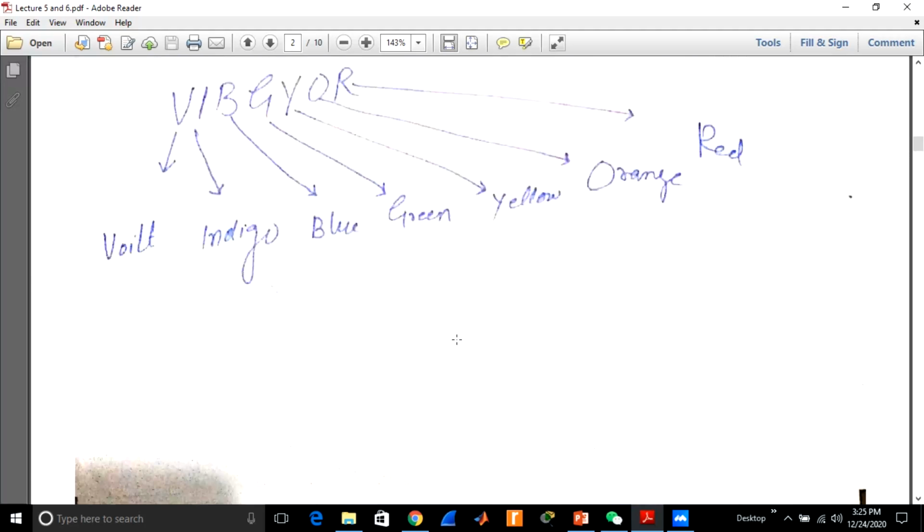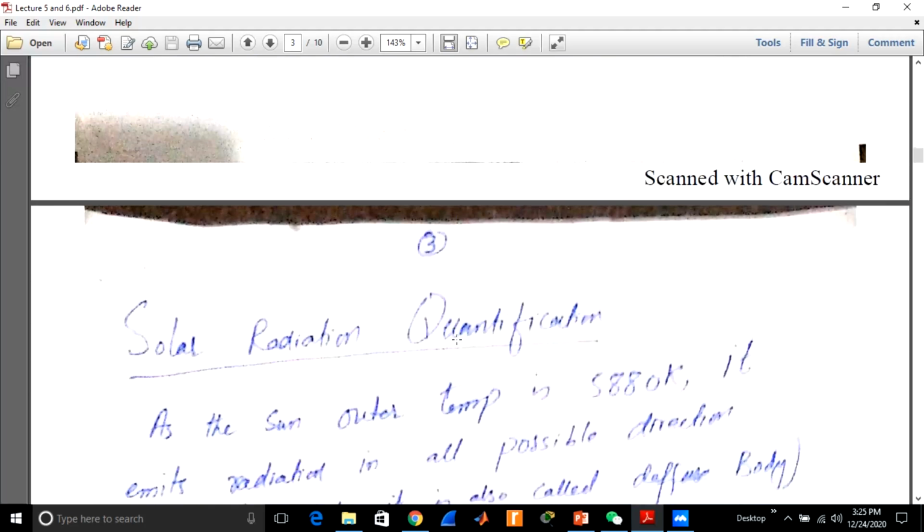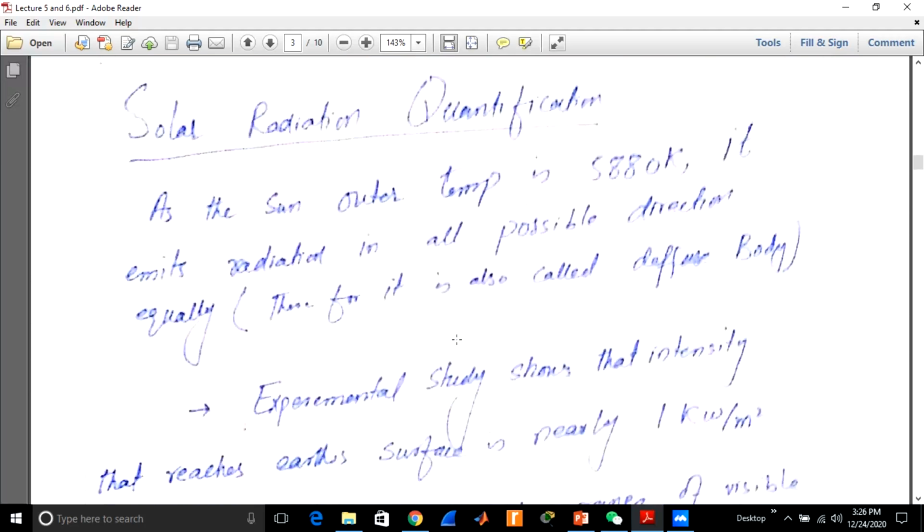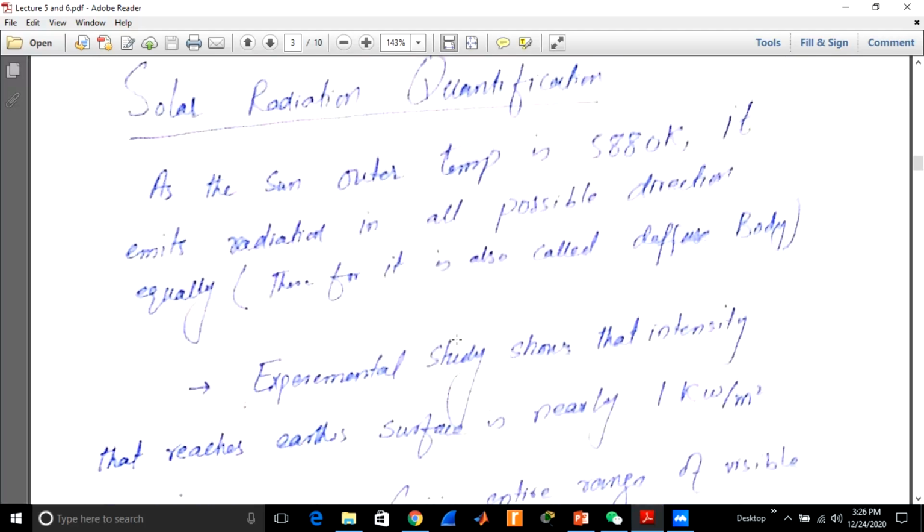Now let's come toward the sun. The solar radiation quantification means the rays that come from the sun to the earth. At what range will they lie and what is their emissive power? The power radiated by the sun, or any other body which radiates power, is called emissive power.